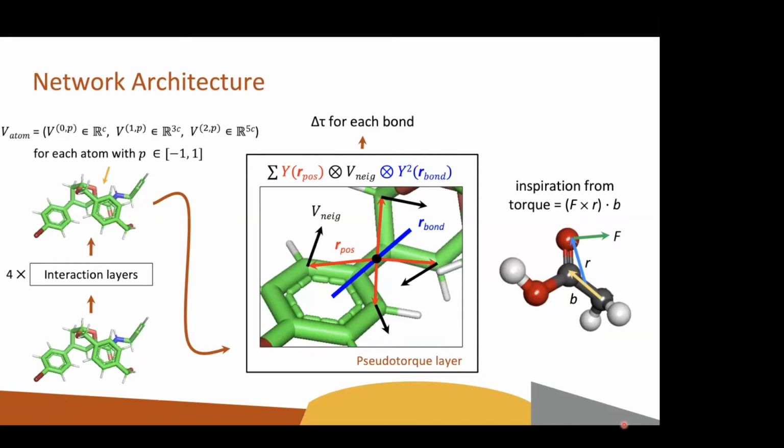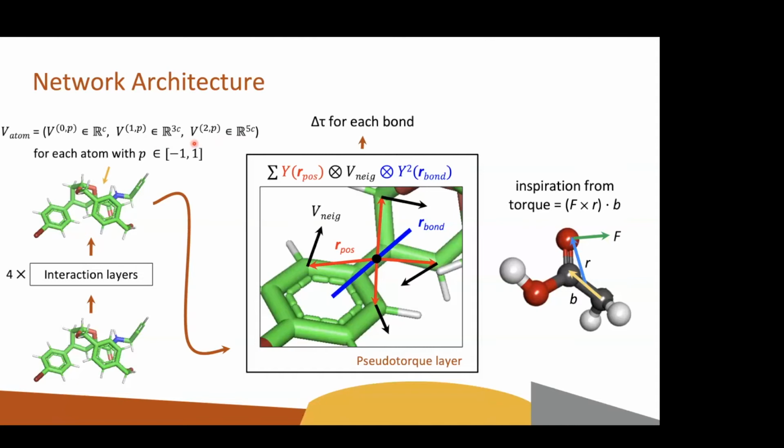At the end of these 4 interaction layers, we've learned embeddings for each of the atoms of rotation orders up to 2. So you can think of the 0th order as scalars and pseudoscalars, the first order as vectors and pseudovectors. And above that, you can think of those as 5-dimensional irreducible representations of SO3, which is analogous to the scalar and vector case, but just higher in dimensionality.